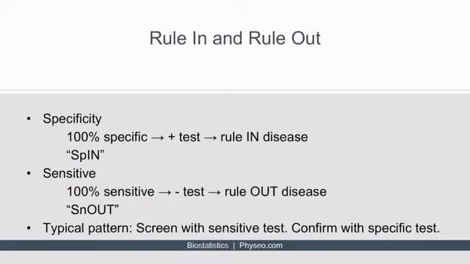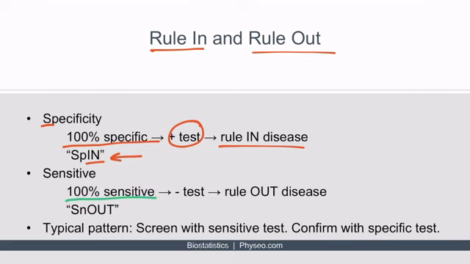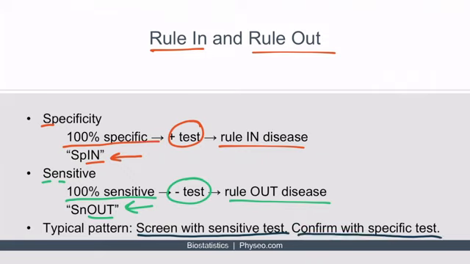Now let's talk about tests that can rule in and rule out disease. A test that is 100% specific means that if you get a positive test, you rule in the disease. You'll often hear people say SPIN: the SP for specific and IN for rule in. A test that is 100% sensitive means that if you get a negative test, you rule out the disease. You may hear people say SNOUT, the SN from sensitive and the OUT. A typical pattern clinically is to screen with a sensitive test and then confirm with a specific test.